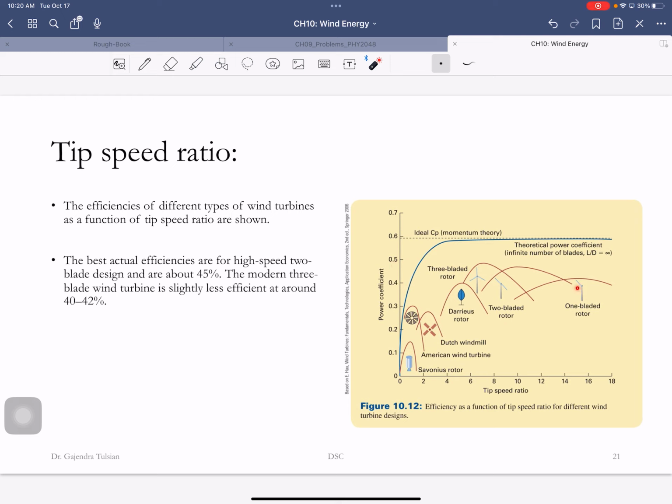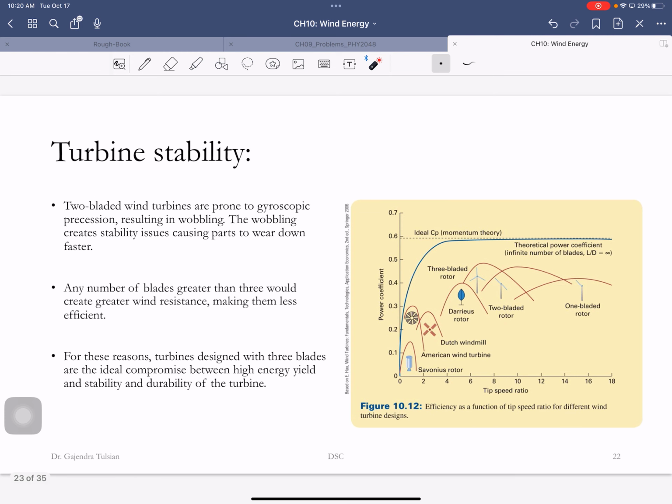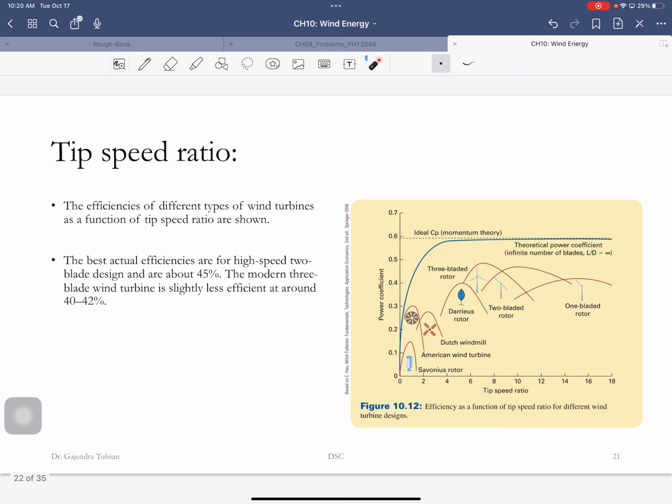Has anybody seen a one-blade or a two-blade windmill? No. The reason we don't see them is because they're not stable. They wobble a bit, so they wouldn't last a long time. You would cause damage. The three-blade is the best compromise. It doesn't wobble. And if you had more than three blades, because of friction you're not capturing as much energy. So the three-blade is the best compromise between high energy yield, stability, and durability. That's what you see all the time.